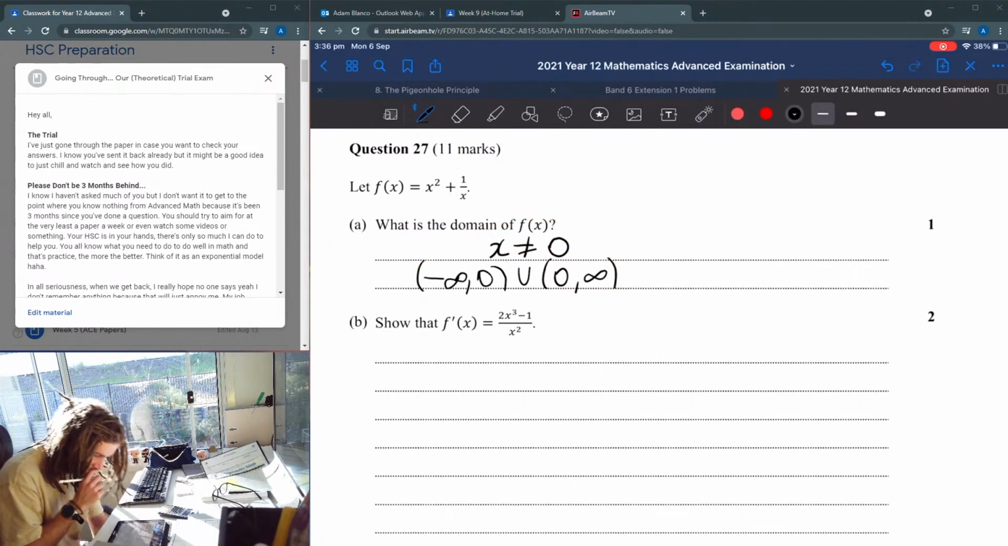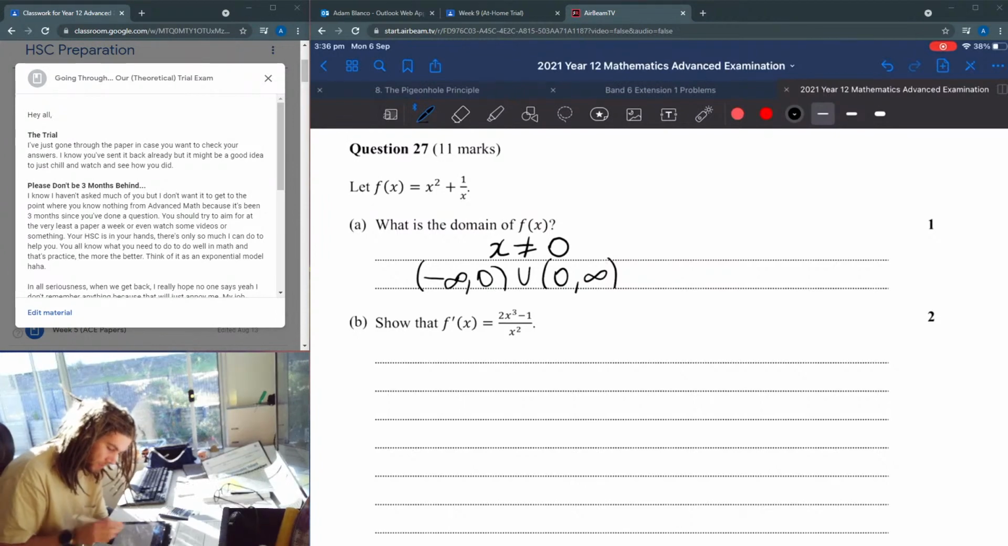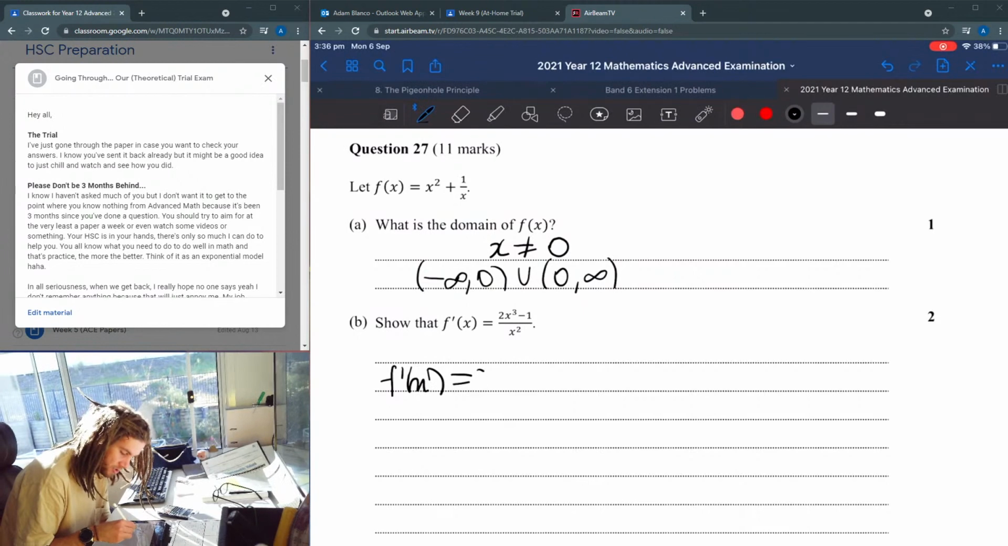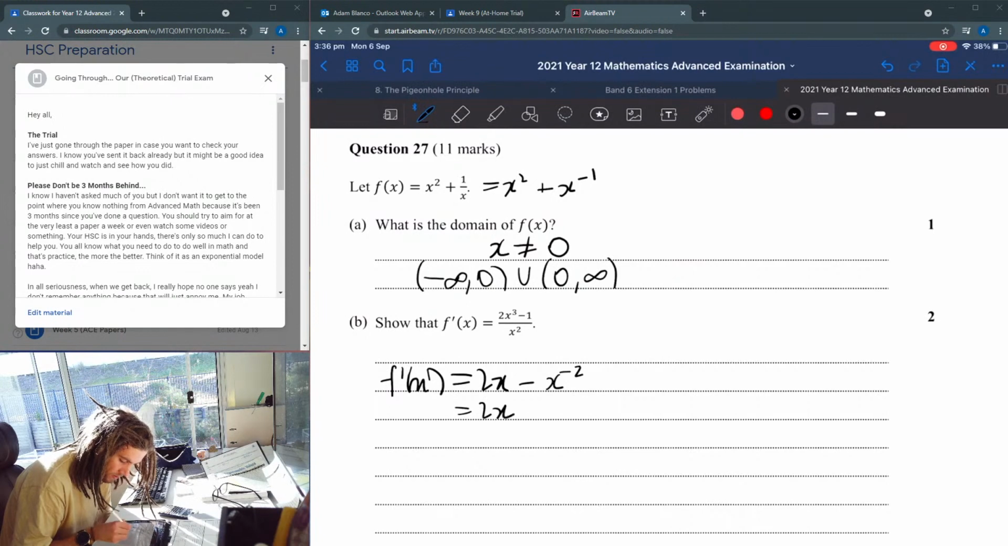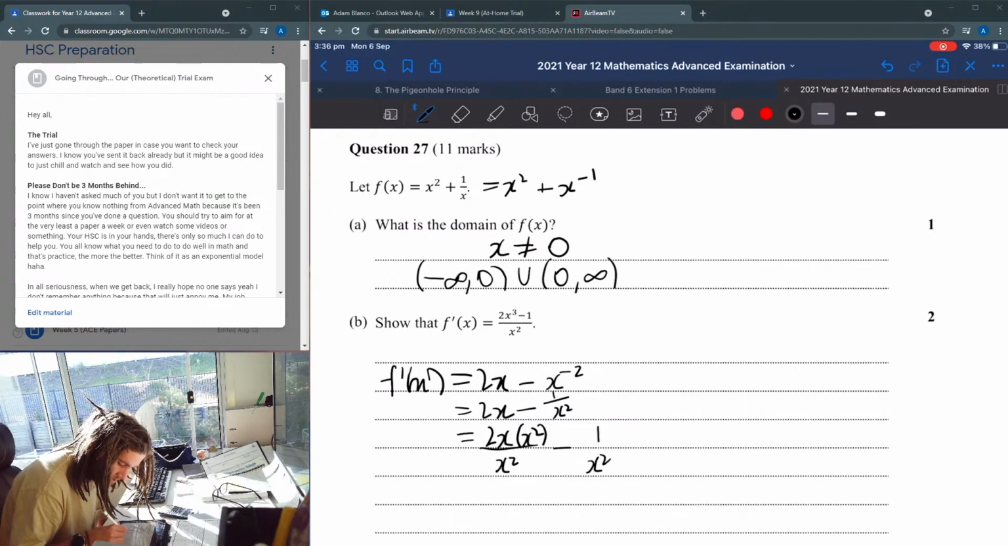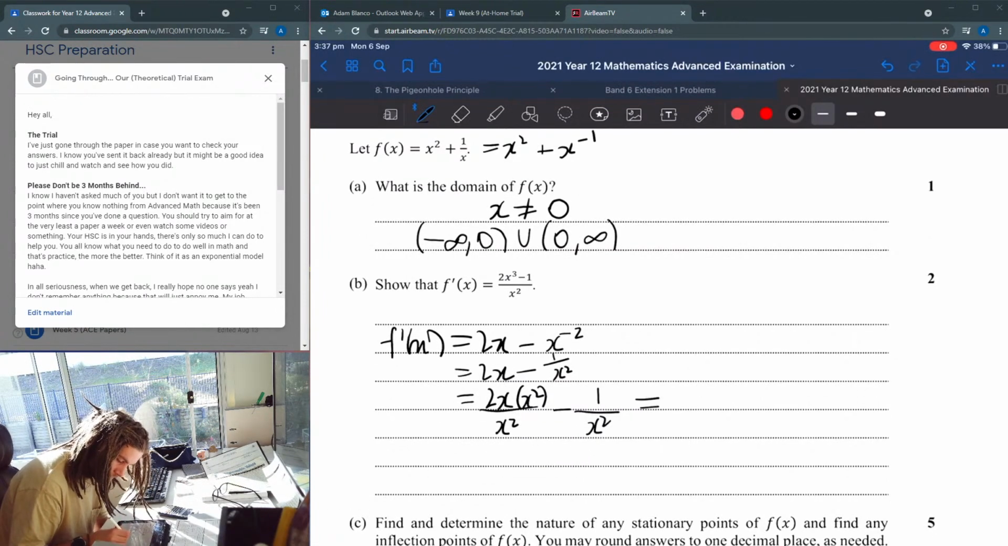Differentiate. Great. Show that the derivative is that. Okay, so f dash x is 2x plus, so that's plus x to the minus 1, so that's minus x to the minus 2, which is 2x minus 1 on x squared. So 2x times x squared on x squared, minus 1 on x squared. That is 2x cubed minus 1 on x squared.